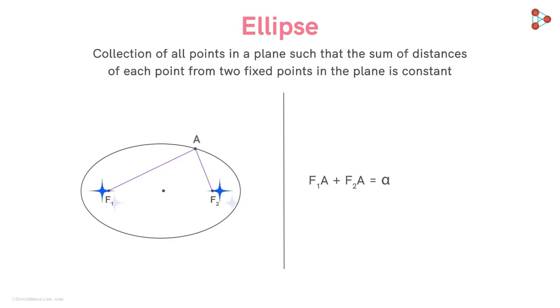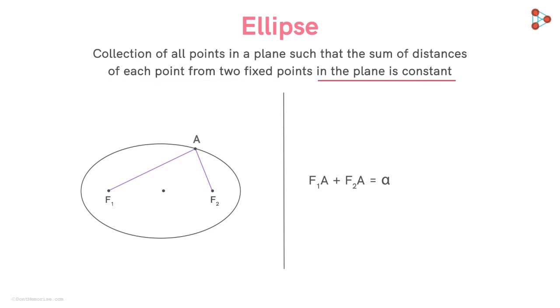So now we know that for an ellipse, we need to know 2 things. First is the 2 fixed points called the foci of the ellipse, and second, the constant sum of the distances of the points on the ellipse from these foci. Then the ellipse is the collection of all the points whose sum of the distances from the foci is that constant.